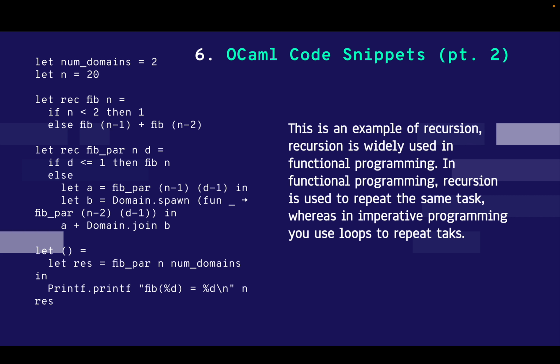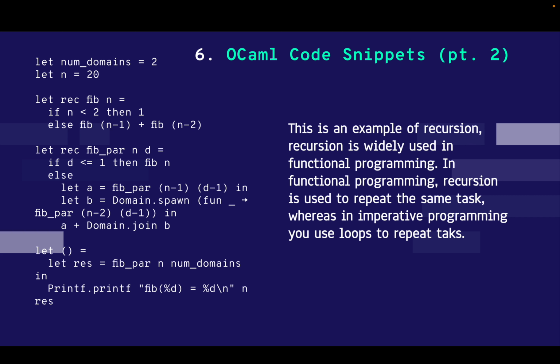OCaml code snippet. Another code snippet is this Fibonacci sequence. This is an example of recursion. Recursion is widely used in programming languages. In functional programming, recursion is used to repeat the same task, whereas in imperative programming, you use loops to repeat tasks.